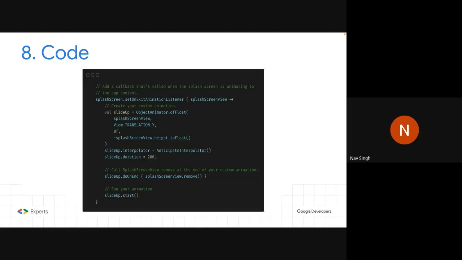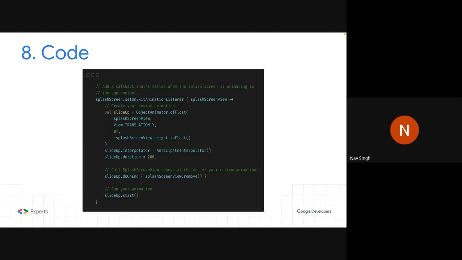Then I created a custom animation here with the help of ObjectAnimator. Then I set the interpolator and then the duration. If you see the duration here, I just set it to 200 to finish it as soon as possible. You can also set it to 1000 or 800 or whatever duration you want based on your animations. But as I told you earlier, this should not be more than 1000. That's the max duration for these animations.